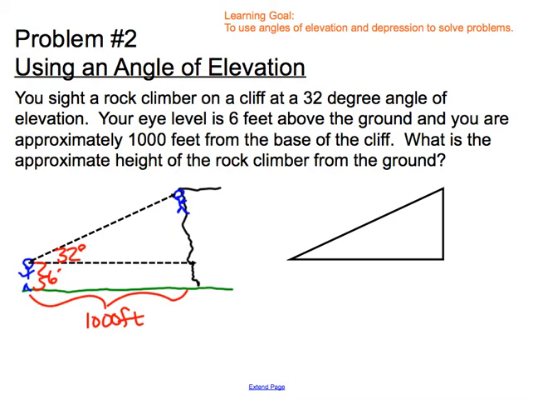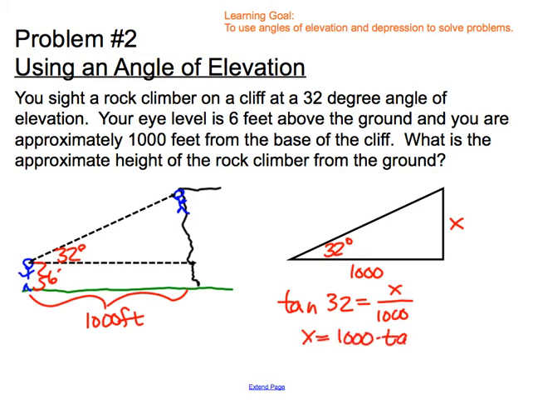So again here, let's start by separating out the mathematical triangle that we're looking at. We're looking at a 32-degree angle. We have a 1,000-foot distance from our eyes to the base of the mountain. And we're trying to determine this height right here. So let's call this x. So in this case, again, we have opposite over adjacent. So we're talking about the tangent of 32 degrees. And that's going to equal x over 1,000. So solving for x, we get that x equals 1,000 times the tangent of 32 degrees.